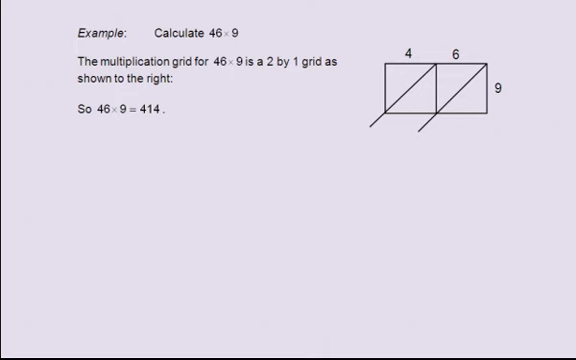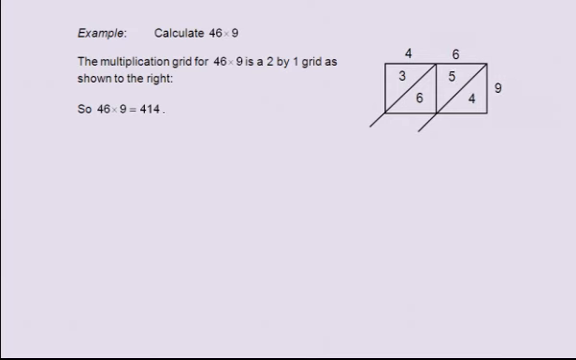You put the result of 4 multiplied by 9 in the left-hand box. 4 multiplied by 9 is 36. You put the result of 6 multiplied by 9 in the right-hand box. 6 multiplied by 9 is 54.